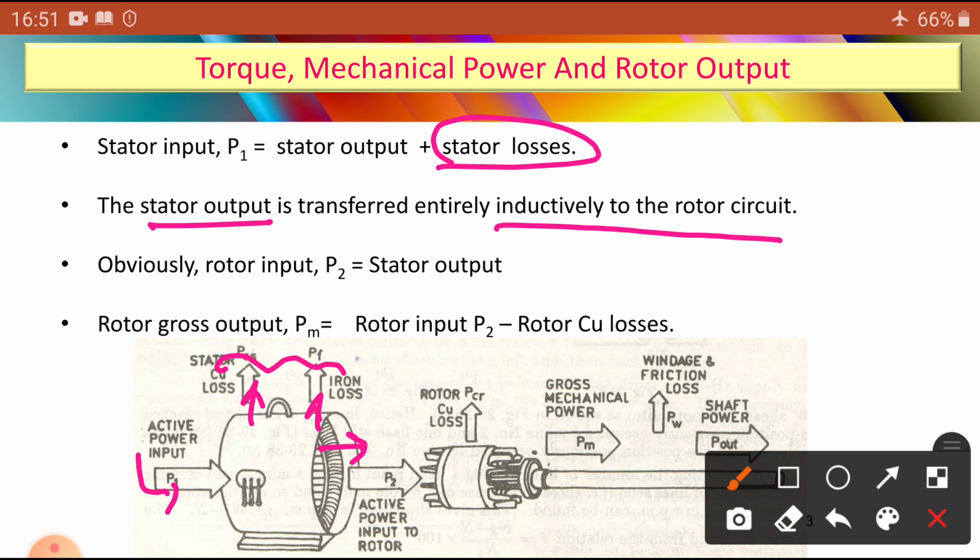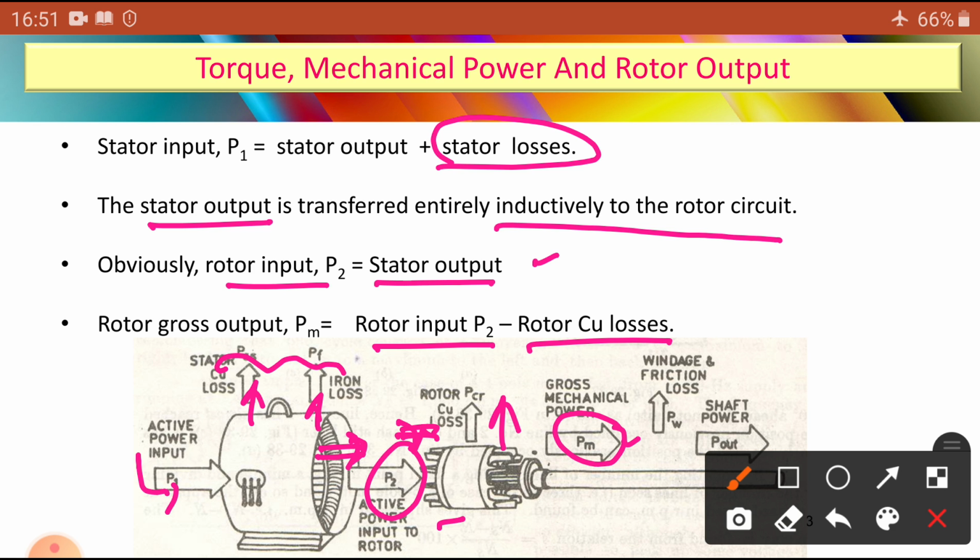Obviously, the rotor input P2 is equal to the stator output. This input is equal to this output. And the rotor gross output PM is equal to this input minus this loss, that is, the rotor input P2 minus the rotor copper losses.